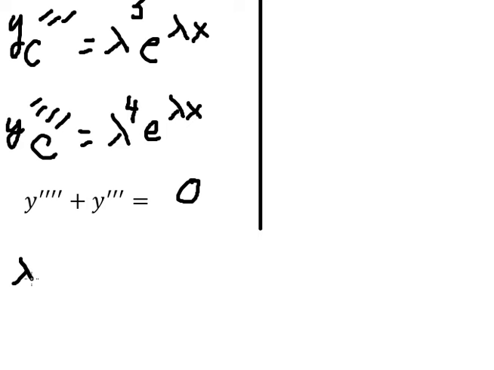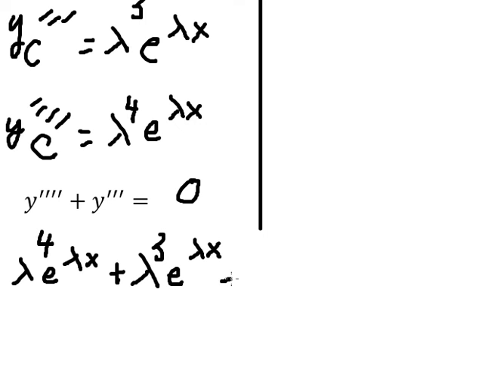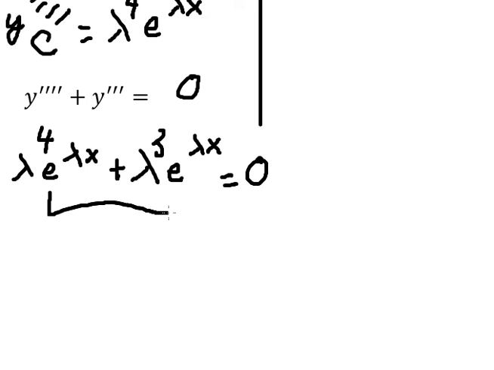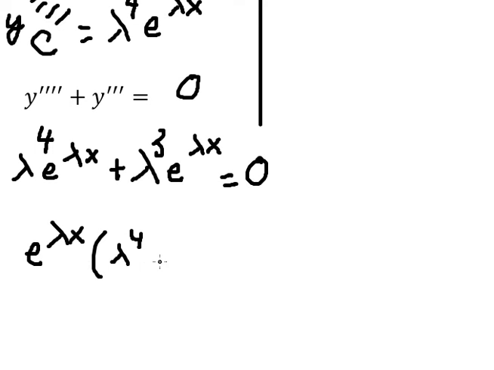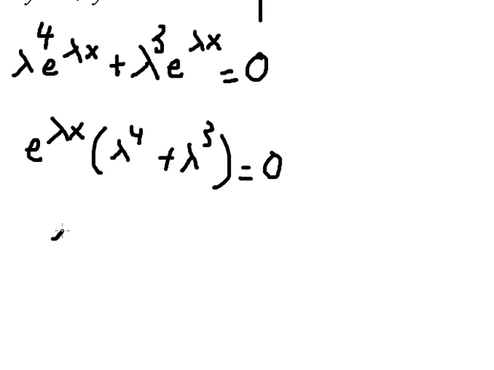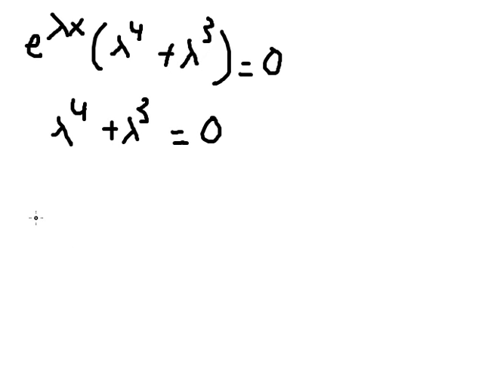and this one we have lambda to the power of 4 e to the power of lambda s plus lambda to the power of 3 e to the power of lambda s. So we can do factorization by e to the power of lambda s. So this one equals to 0. So we can do factorization by lambda to the power of 3.